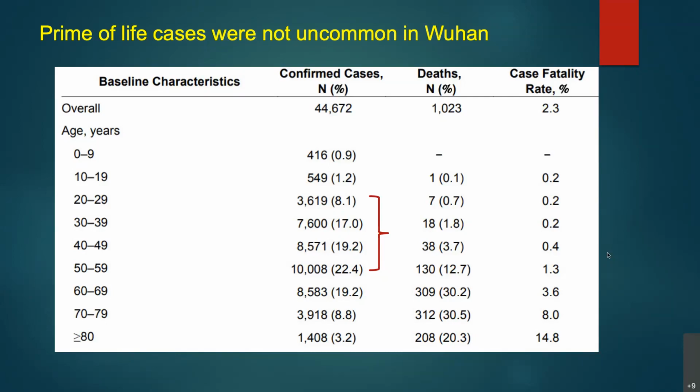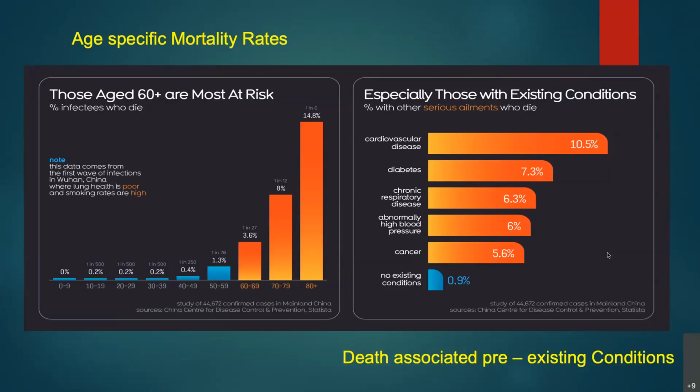The older succumb more often than the younger. But we see in China and Wuhan, we certainly saw people in what I call the prime of life years, from 20 to 60, affected and ill and with some mortality. We've already talked about this, so we won't go into the left-hand side. The right-hand side showed the comorbidities that were most often associated with fatalities, including cardiovascular disease, diabetes, and chronic COPD or chronic respiratory disease, as well as hypertension.